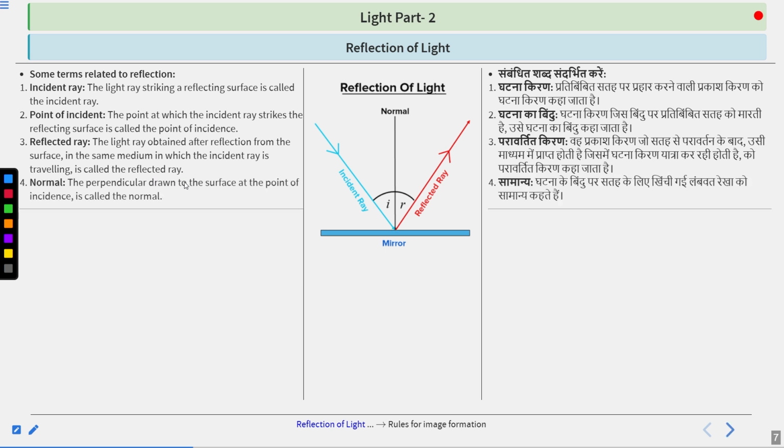Normal. What do you mean by normal? A perpendicular drawn to the surface at the point of incidence is called the normal. Here you can say normal. So this is the point of incidence. From here we will draw a straight line upward, and this straight line is what we call the normal. It is the perpendicular drawn to the surface at the point of incidence. Got it?